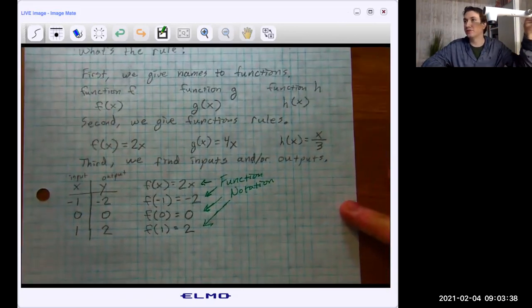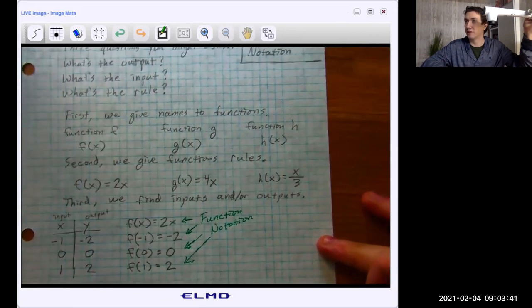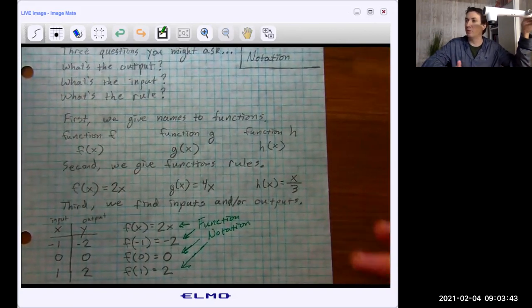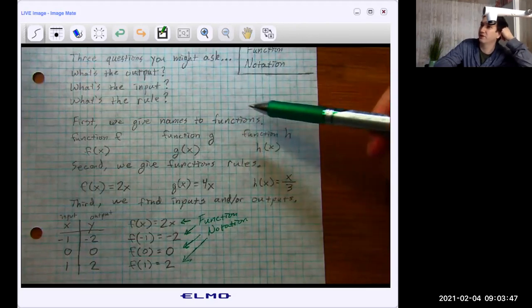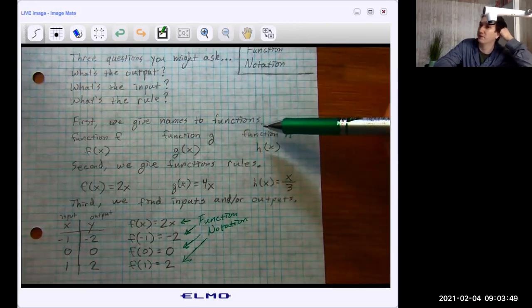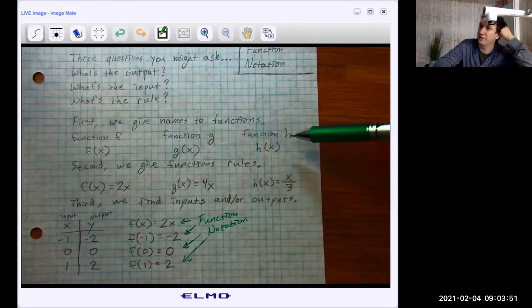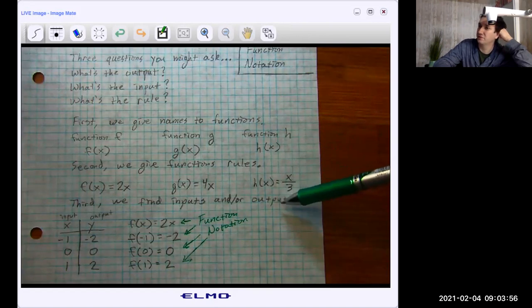So first, let me back up just a little bit. The whole point of function notation is so that we can ask these three things. And we said first we give names to functions. We call them function f or g or h or whatever you want to call it. We give them rules to follow. And then we find the inputs and outputs. And instead of using a table today, we're going to be using function notation to show our inputs and outputs.